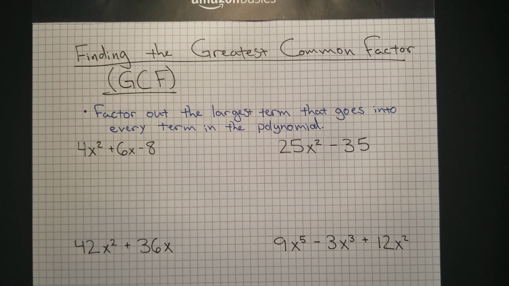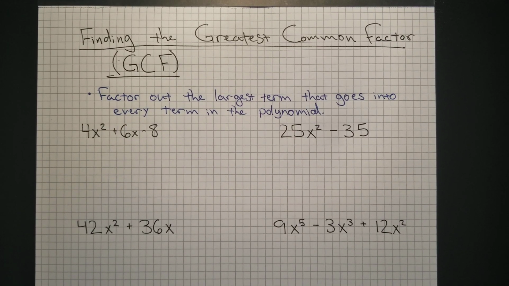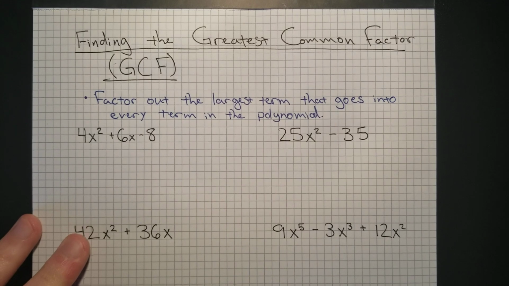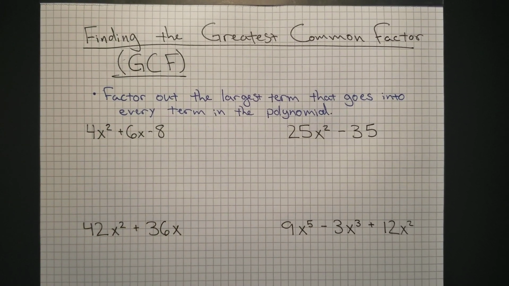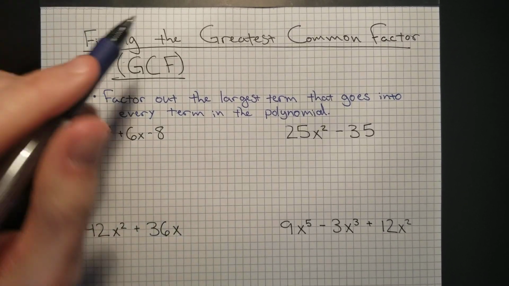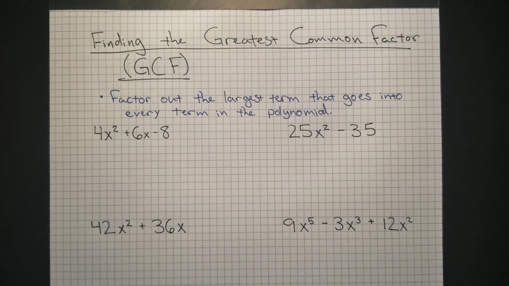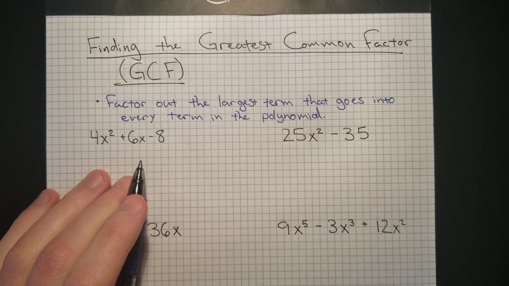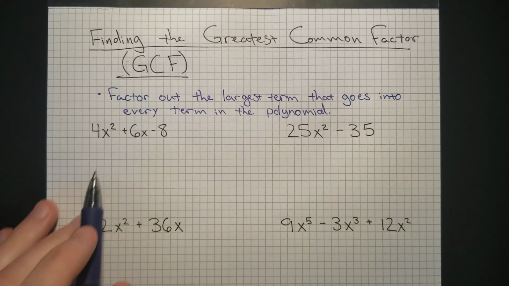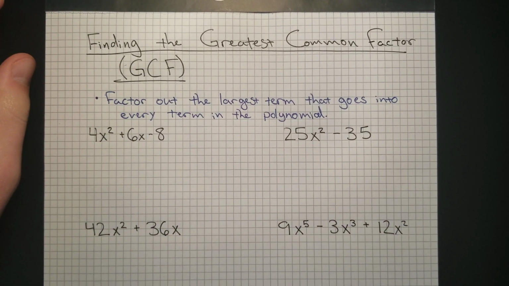Hey guys, for today's lesson, we're going to be doing something that's kind of the opposite of all of the multiplication that we've been doing. So for today, we're going to be finding and then factoring out something called a greatest common factor. We'll talk about what that is in a second. We're going to be finding some term that goes into all of these polynomials. We're going to have a couple different examples so you can see it a couple times.